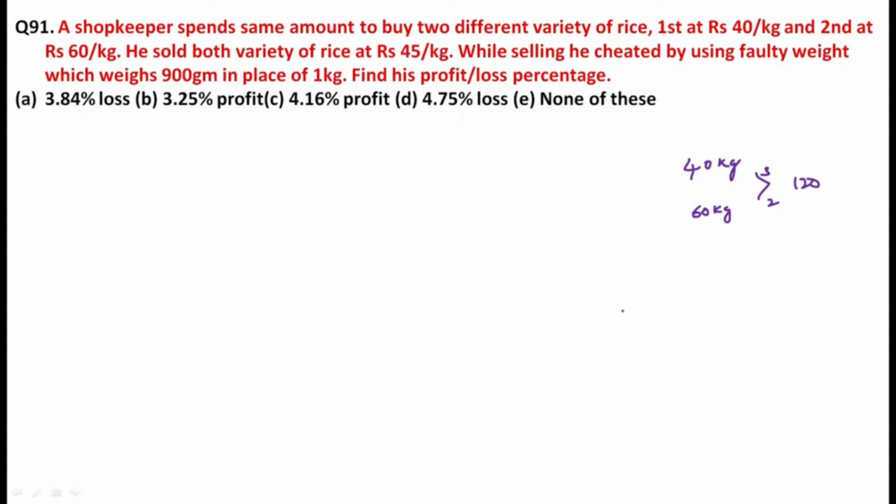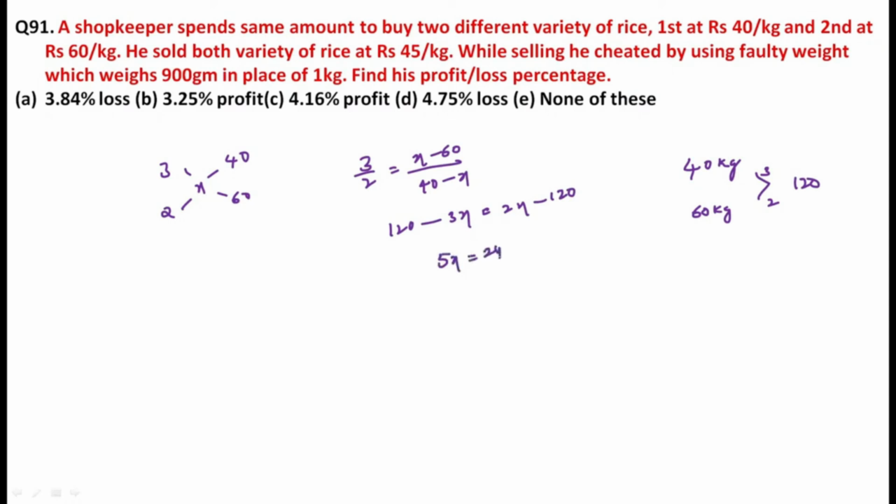Now find the mixed average. Three quantities is 40, two quantities is 60. Now you need to find the mixed average. You can use the alligation method here. Now 3 by 2 is exactly equal to (x minus 60) divided by (40 minus x). Cross multiply them. 120 minus 3x is equal to 2x minus 120. Now the final value is 5x equal to 240. Now you get x is equal to 48. So x is equal to 48 means it's the mixture's price.